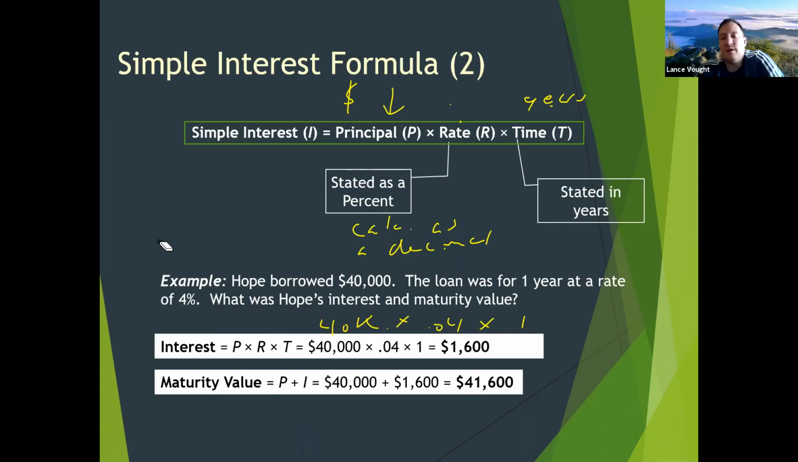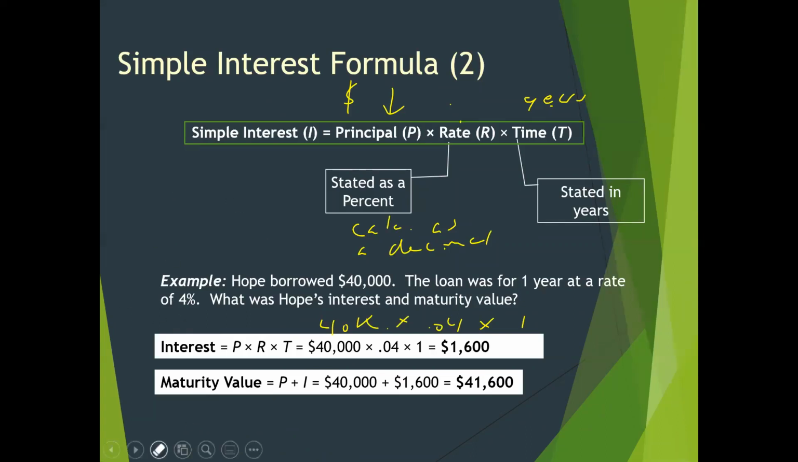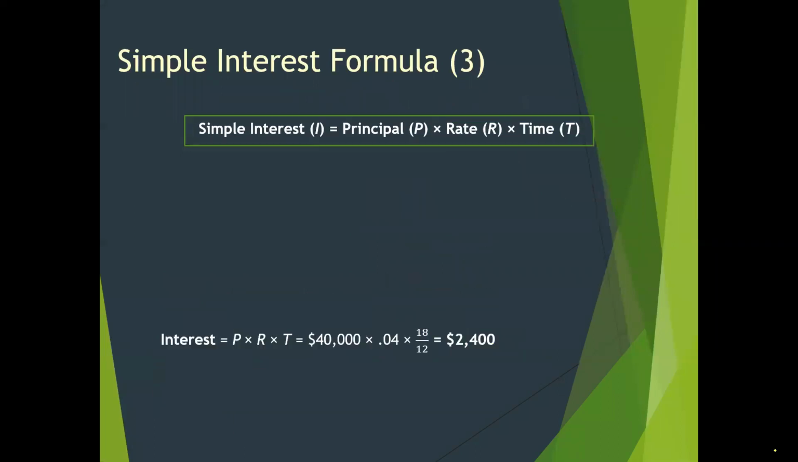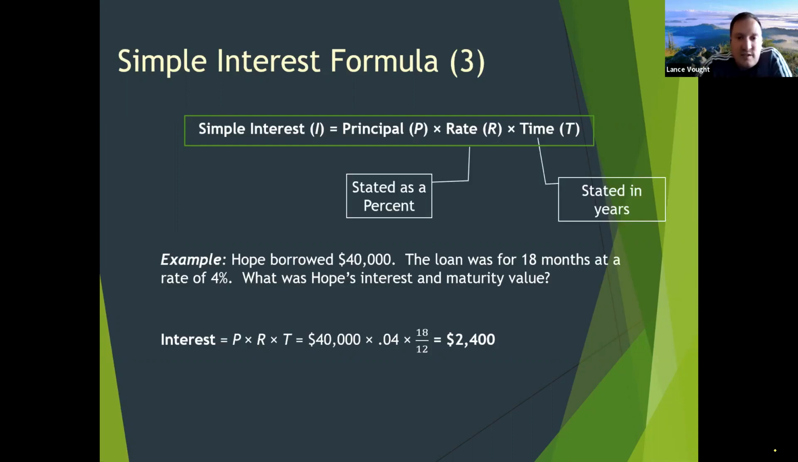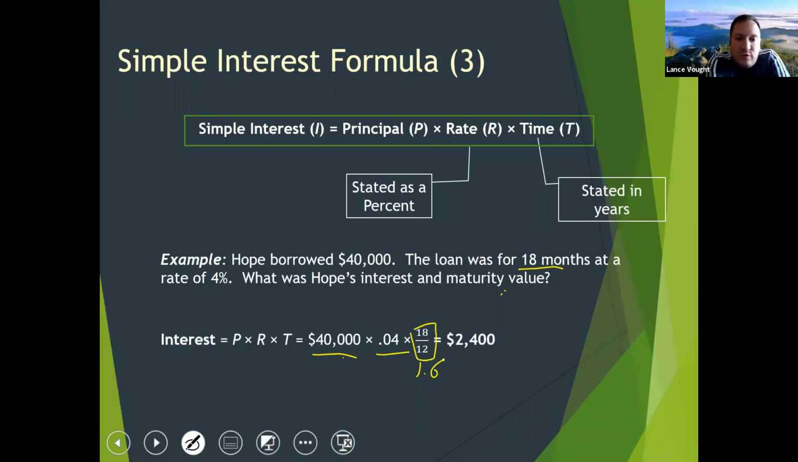Does anybody have any questions so far? Okay. So we'll try this again, even though the interest has been spoiled. Now we're going to do it for 18 months. So the interest is just going to be, see, this never changed, this never changed. We're just changing this. Since it's 18 months, and there are 12 months in a year, do 18 over 12, so you get 1.5 times 0.04 times 40,000. So 1.5 times 40,000 is 60,000 divided by 25. 60,000 divided by 25 gives you $2,400. And then you just add 40,000 to 2,400, and that gives you 42,400 as your maturity value.